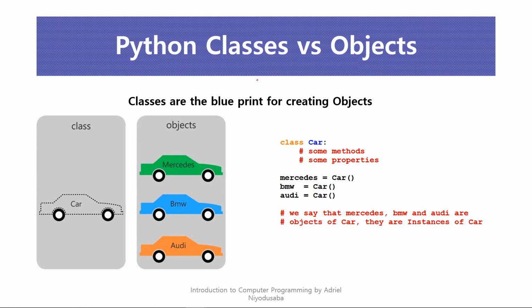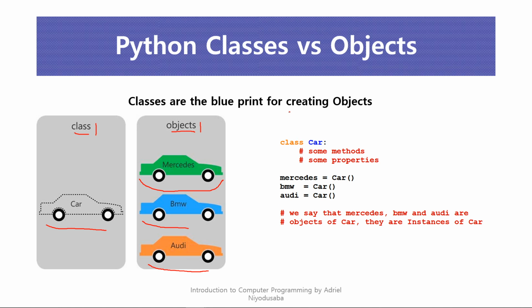So in OOP we have two major words, class and objects. A class is basically a blueprint that we use to create objects. As in this example, you can see we have a blueprint of a car, and then we can create multiple instances of the car. This is a Mercedes car, a BMW car, an Audi car. They are all cars, but with slightly different modifications. So the class is a blueprint. The object is an instance of the class.